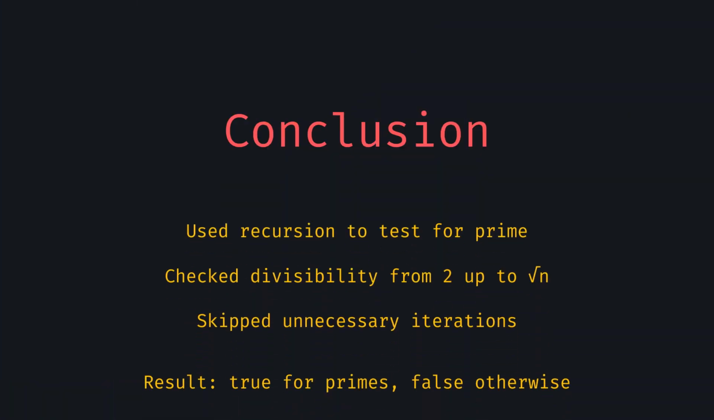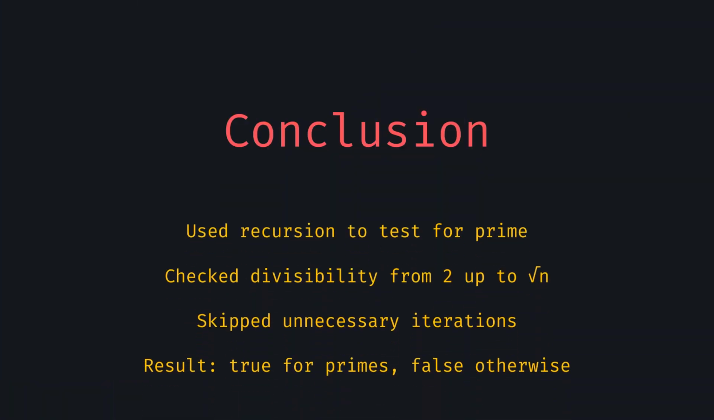To recap, we've checked numbers recursively starting from 2 and going up to the square root of n. If any divisor matched, the number was not a prime. If none matched, we confirmed it was a prime. And that is how you check for primality using recursion in JavaScript.